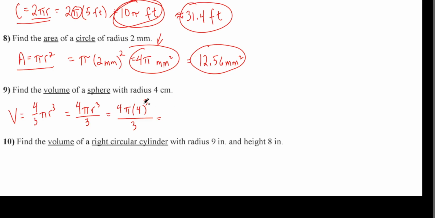All right? So 4 cubed times 4 is 256. All right? Everybody see that? So I'm done multiplying that and that. What am I left with on the top? A pi. What's on the bottom? A 3.